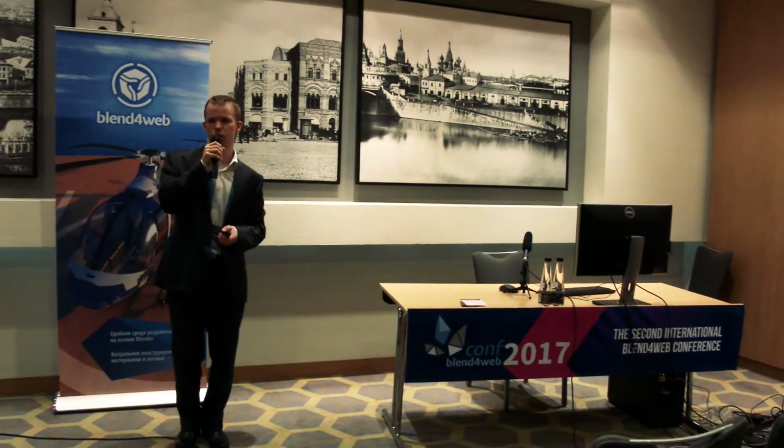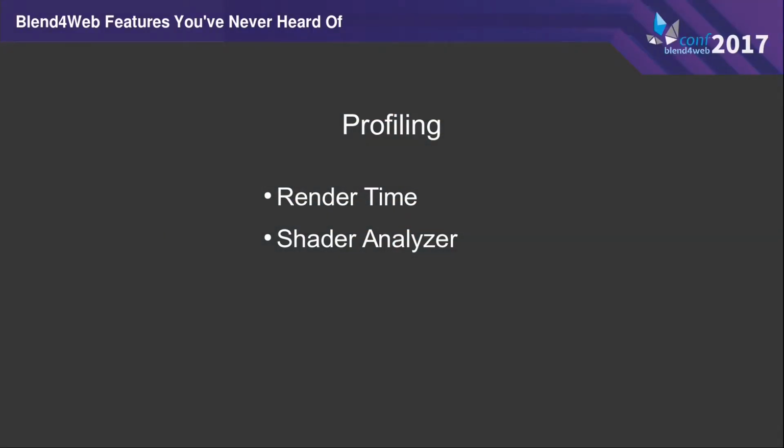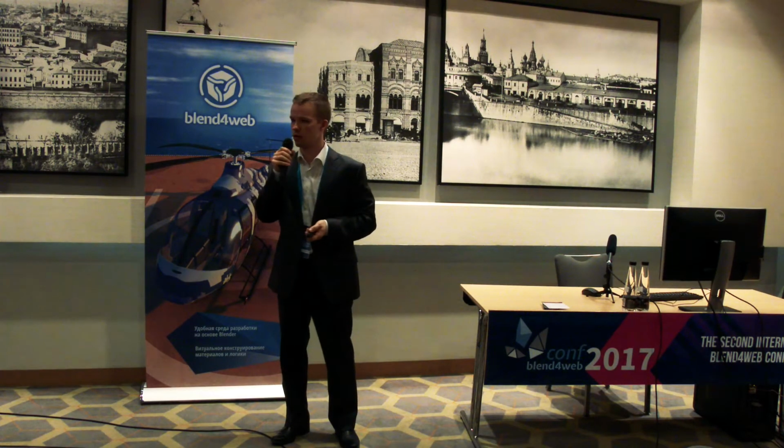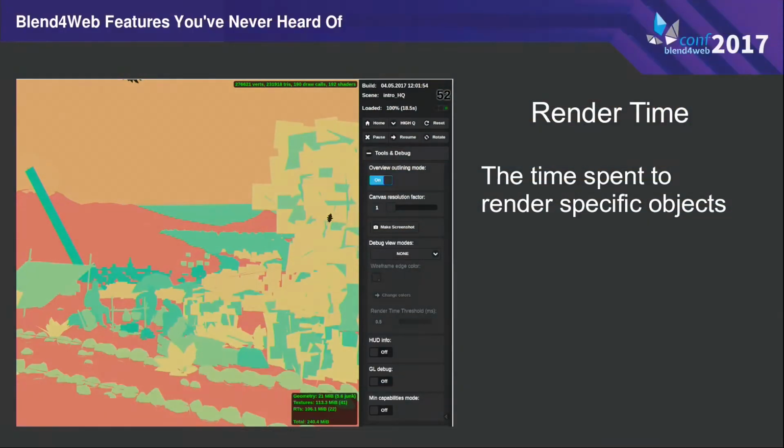And I want to end up with my favorite topic. It's profiling. So last year I was speaking about the most common approaches to determine the bottlenecks of your application, and I have covered almost everything. But a year ago we introduced a new debug mode. It is called render time. So this is what it looks like. Maybe you have switched to this mode previously and were wondering what these colors are supposed to mean.